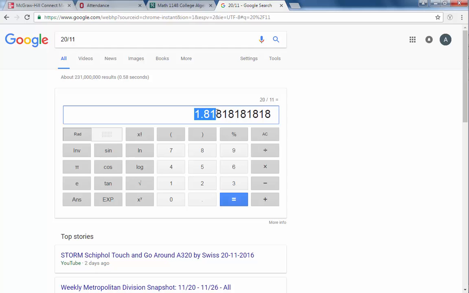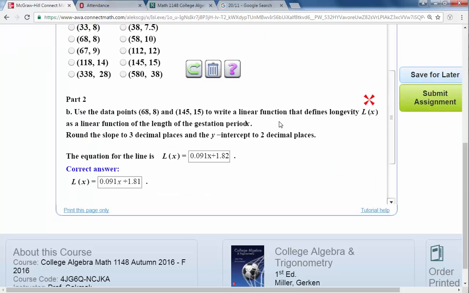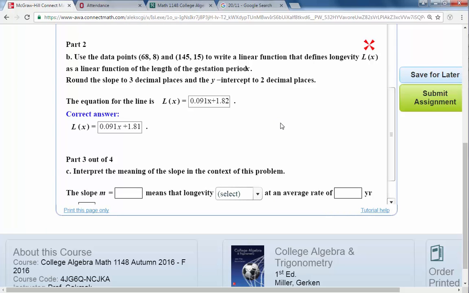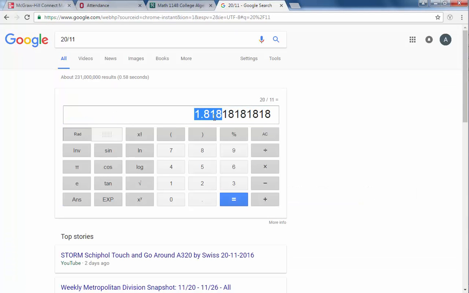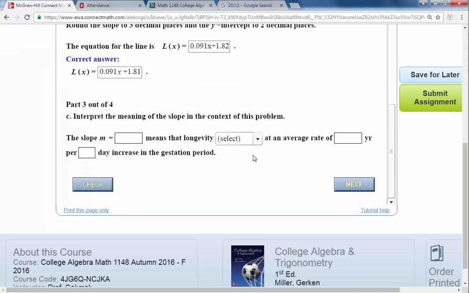How is it 181? It should be 182. It's 2 decimal places. I don't know. It's their mistake. 2 decimal places. We did 2 decimal place round off. It should be 182. Okay. If something like this happens, let me know in your homework. I'll give you credit. Okay. All right.